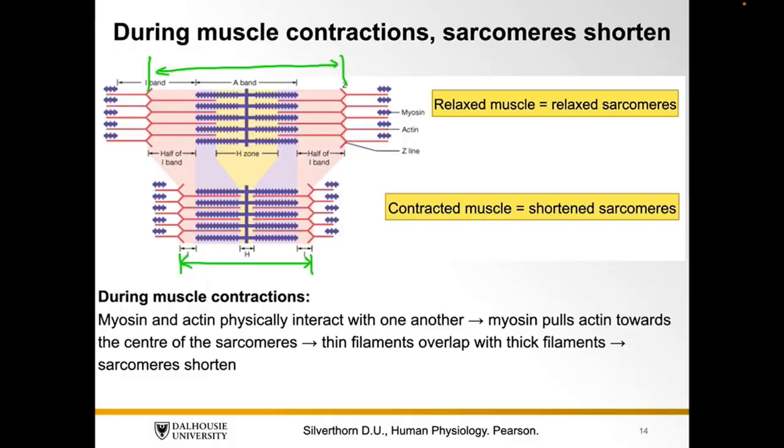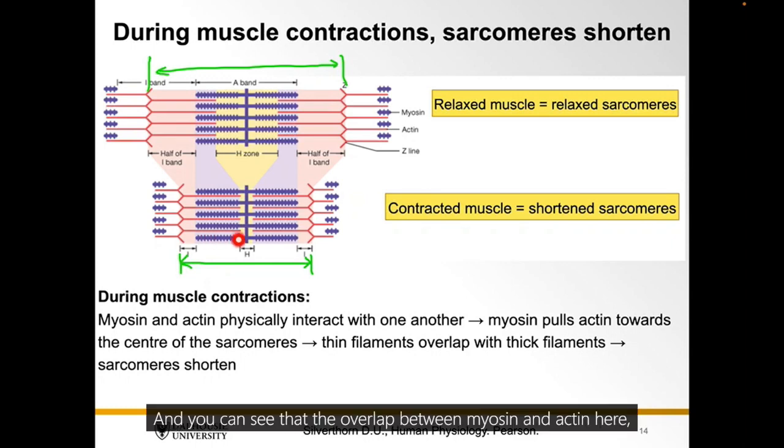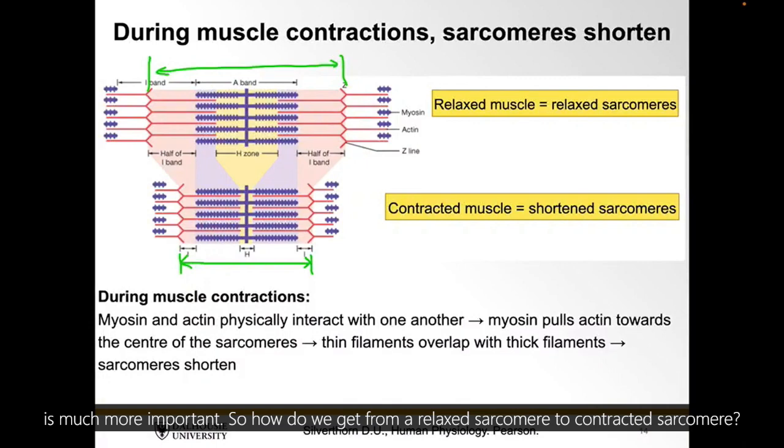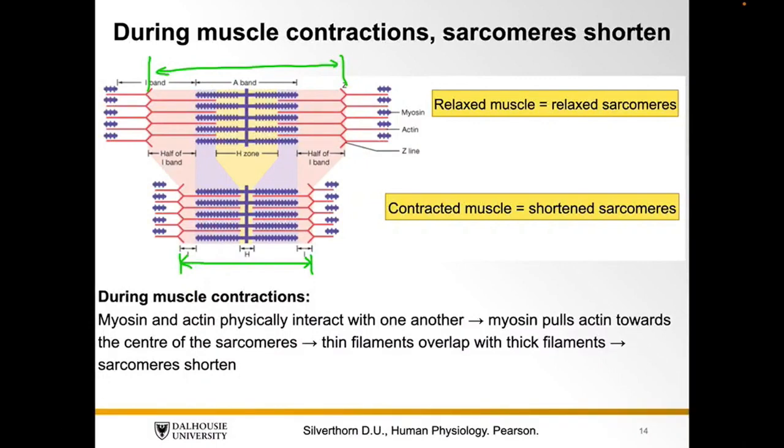You can see there is some overlap of myosin with actin, but overall the overlap is pretty small. That's in contrast with a sarcomere in a contracted muscle, which is much smaller. And you can see that the overlap between myosin and actin here is much more important. So how do we get from a relaxed sarcomere to a contracted sarcomere? It's through the action of cross bridges. Remember that cross bridges is the interaction of myosin with actin.